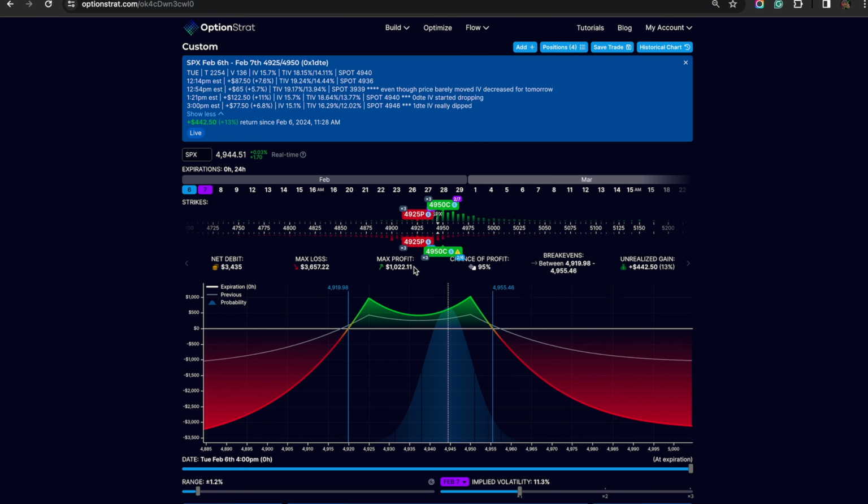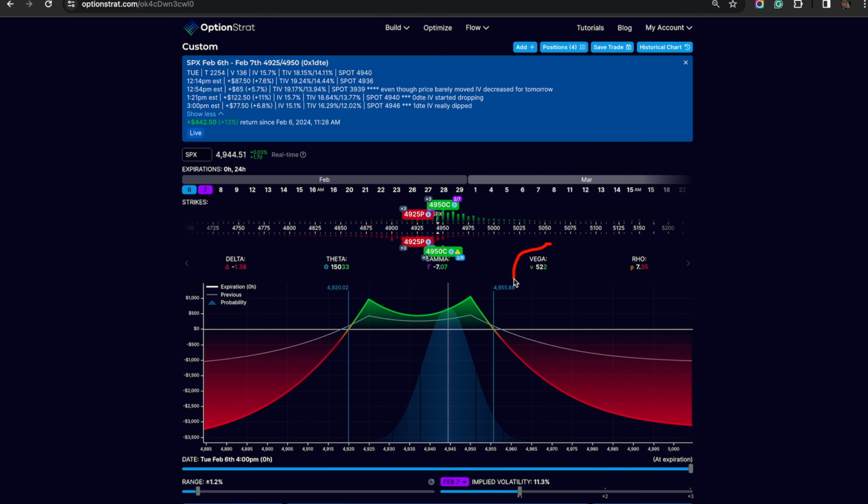So I just wanted to have some volatility exposure. So this is the Vega right here. I wanted to be long Vega. I wanted to be long theta. The delta didn't really matter. It was essentially borderline delta neutral, which means I was not picking a direction.